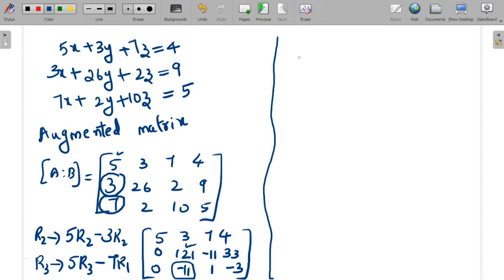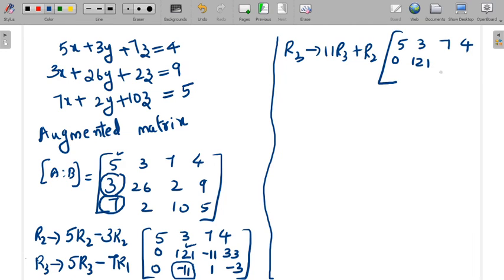തേർഡ് റോയിനെ 11 കൊണ്ട് മൾട്ടിപ്ലൈ ചെയ്ത് കഴിഞ്ഞാൽ 121 കിട്ടും. അപ്പൊ നമുക്ക് എഴുതാം R3 changes to 11R3 plus R2. So the matrix becomes 5 3 7 4 0 121 minus 11 33. Then 0 0 0 0.